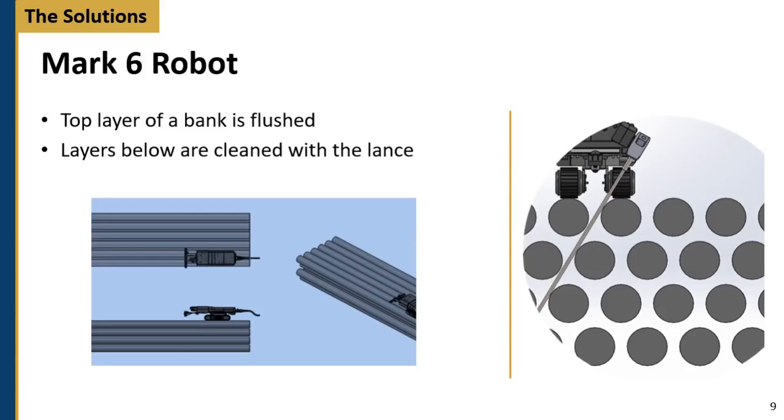If we look at the image on the right, we can see a front view of the rover with the lance deployed. The correct angle of attack to ensure the lance fits in the gap between the tubes is calculated by using furnace dimensional information provided to us by the customer. The number of layers in a bank will determine how long the lance needs to be, and each layer is reached by angling down the pitch of the lance.